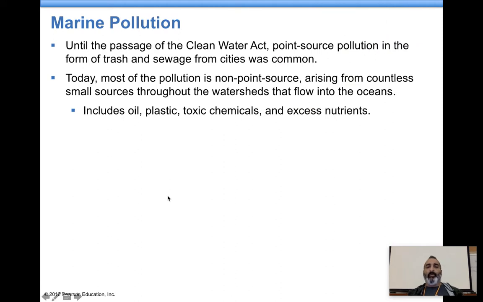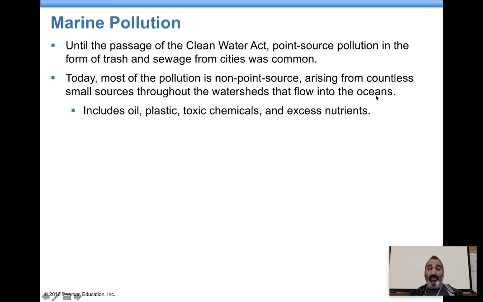All right. Marine pollution, well, the Clean Water Act. Basically, until the passage of the Clean Water Act, most of the pollution in the ocean was point source, which means it was from a direct source. All right. Now, most of the pollution that's affecting the ocean today is non-point sources, meaning a whole bunch of countless small sources are putting things into our watershed, and then they're making their way into the nearest body of water. Right? And then that nearest body of water is flowing to a tributary into a river, and it's making its way into the ocean.